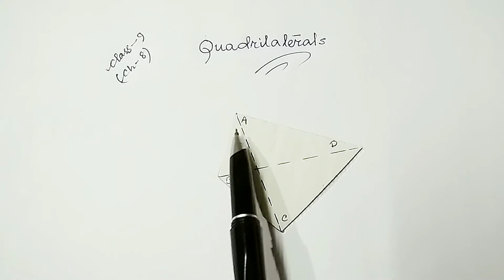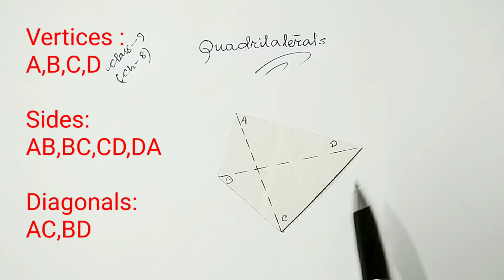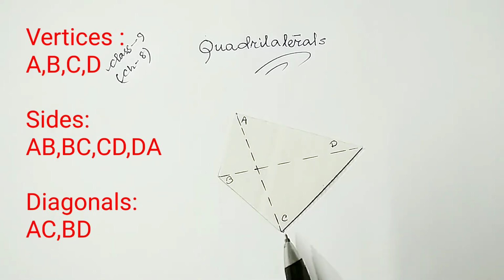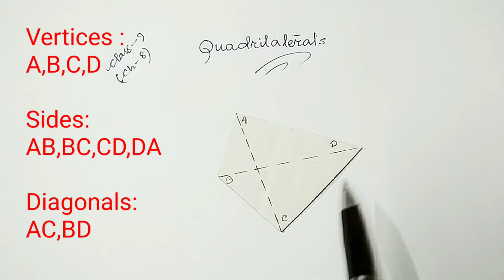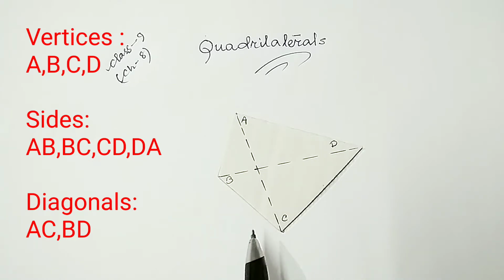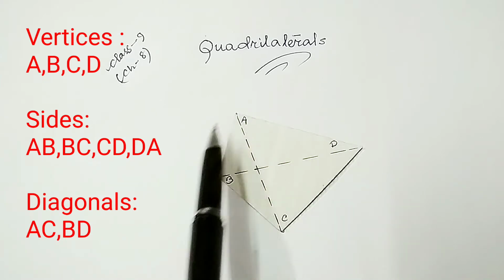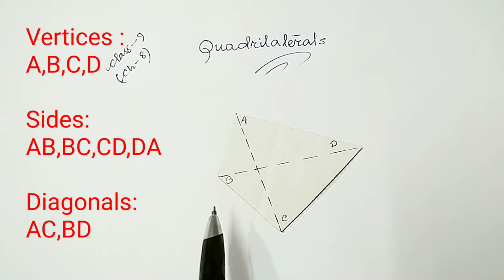Here, A, B, C and D, these four corners are called vertices. That means in a quadrilateral, there are four vertices, A, B, C, D in this case. Now, how many sides are there? AB, BC, CD and DA are the four sides of this quadrilateral.